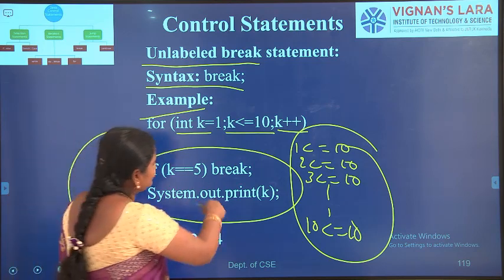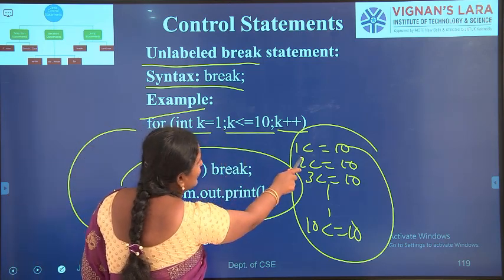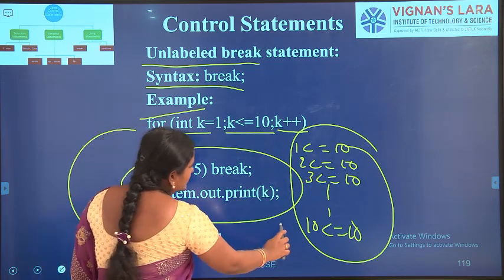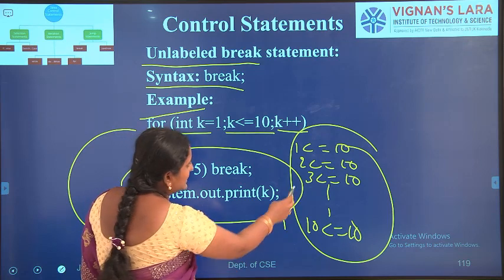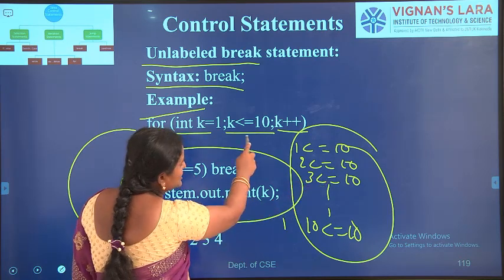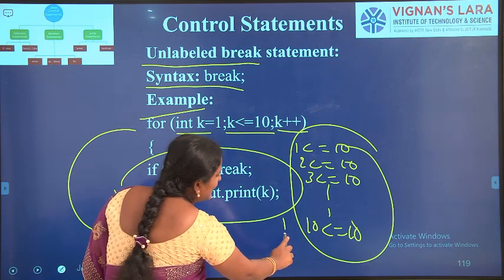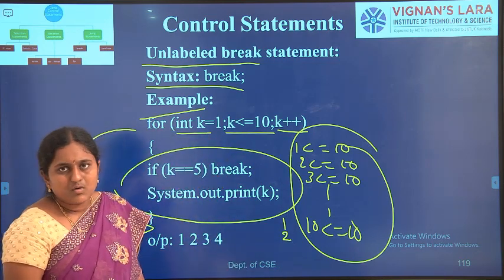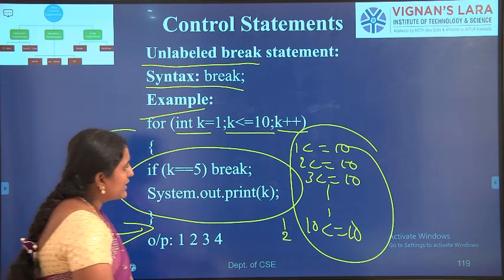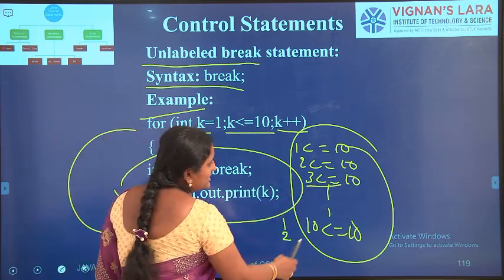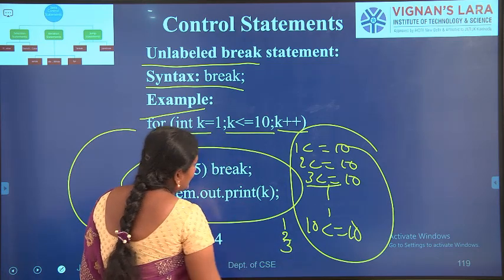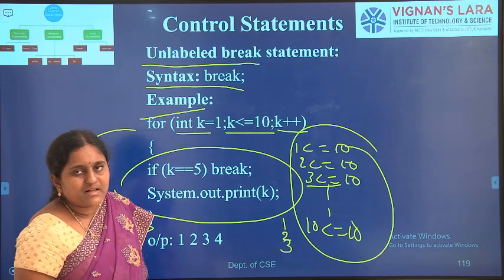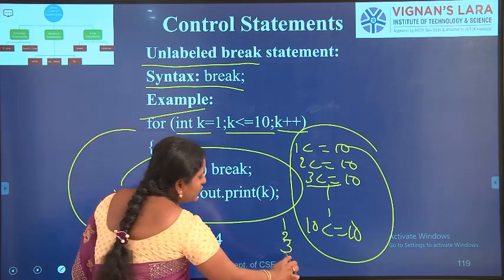Here k is 1, 1 less than or equal to 10, so the condition is true. System.out.println displays 1 on the result. Then 2 less than or equal to 10, the condition is true. The next k value is incremented, so 2 is displayed on the console. Next, 3 less than or equal to 10, the condition is true, so it is displayed on the console. Next, 4 less than or equal to 10, the condition is true, so 4 is displayed on the console.